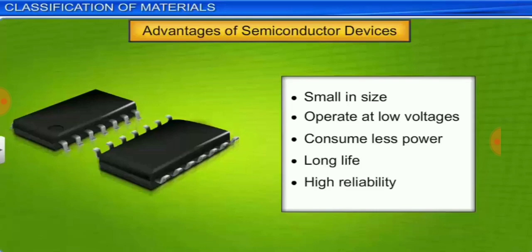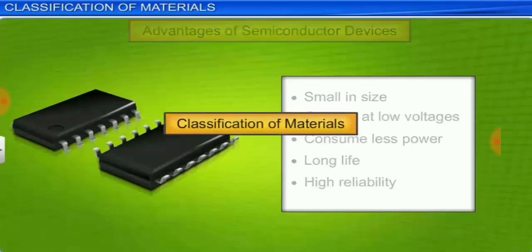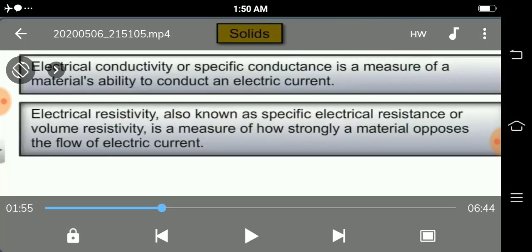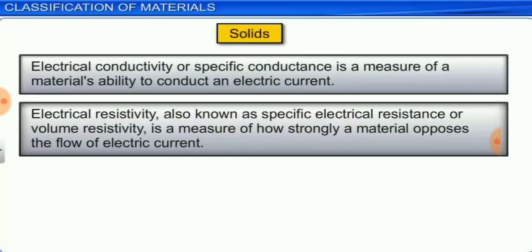To fully understand semiconductor devices, it is important for us to understand the classification of material on the basis of their electrical conductivity. Let us see the classification of material. Electrical conductivity or specific conductance is a measure of a material's ability to conduct an electric current. Electrical resistivity, also known as specific electrical resistance or volume resistivity, is a measure of how strongly a material opposes the flow of electric current. Solids are generally classified into three types.